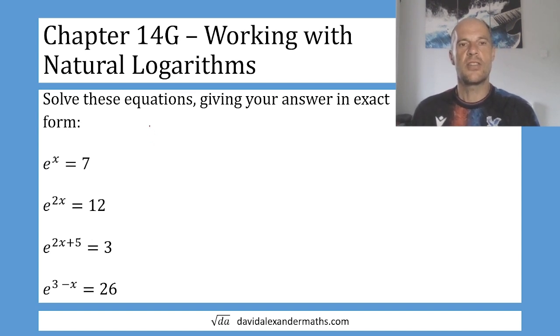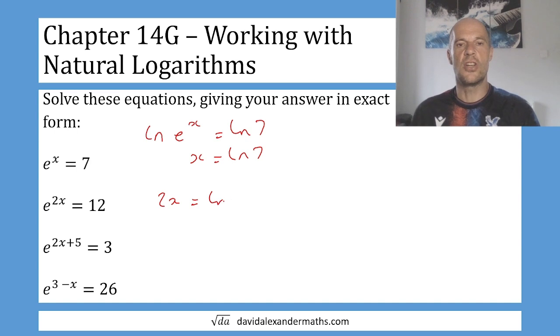So I'm going to do the ln of both sides. The ln of e to the x equals ln 7. Whenever you've got an ln immediately followed by the e, they can cancel each other out, they are the inverse of each other, so x is ln 7. You'll get to the stage where you'll just know that if e to the x is 7, then x is ln 7. So if e to the 2x is 12, then 2x is ln 12.